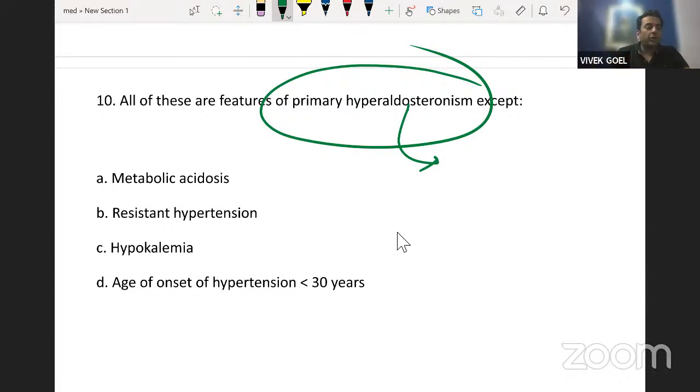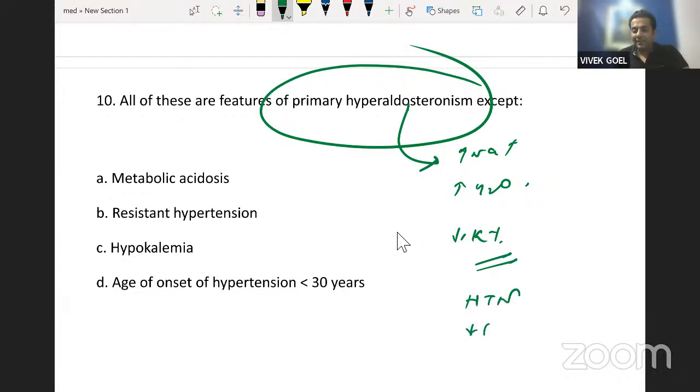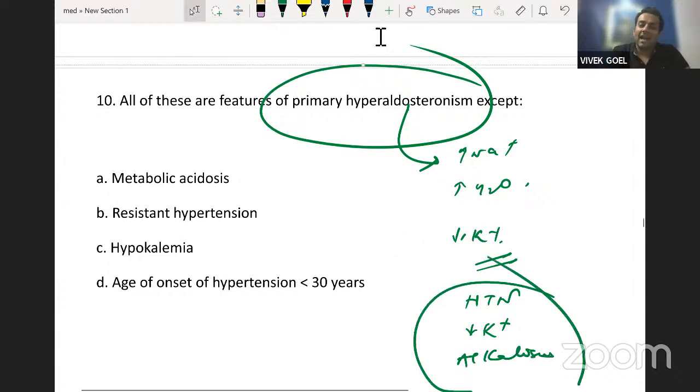Overactivation of the mineralocorticoid receptor on the principal cell of the cortical collecting duct, which leads to what? Excess sodium reabsorption, excess water reabsorption, and potassium loss. So the patient has what? The patient has hypertension, hypokalemia, and metabolic alkalosis. This is the triad of hyperaldosteronism.